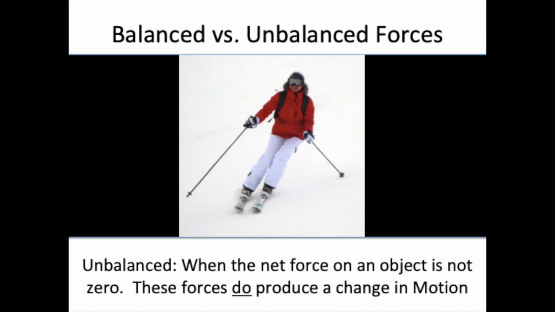Now in this picture, the skier is moving because it's an unbalanced force. When the net force of an object is not 0, these forces do produce a change in motion. And think about it. Gravity is pulling the skier down the hill, and there is not enough friction to stop the skier. Therefore, there's movement.